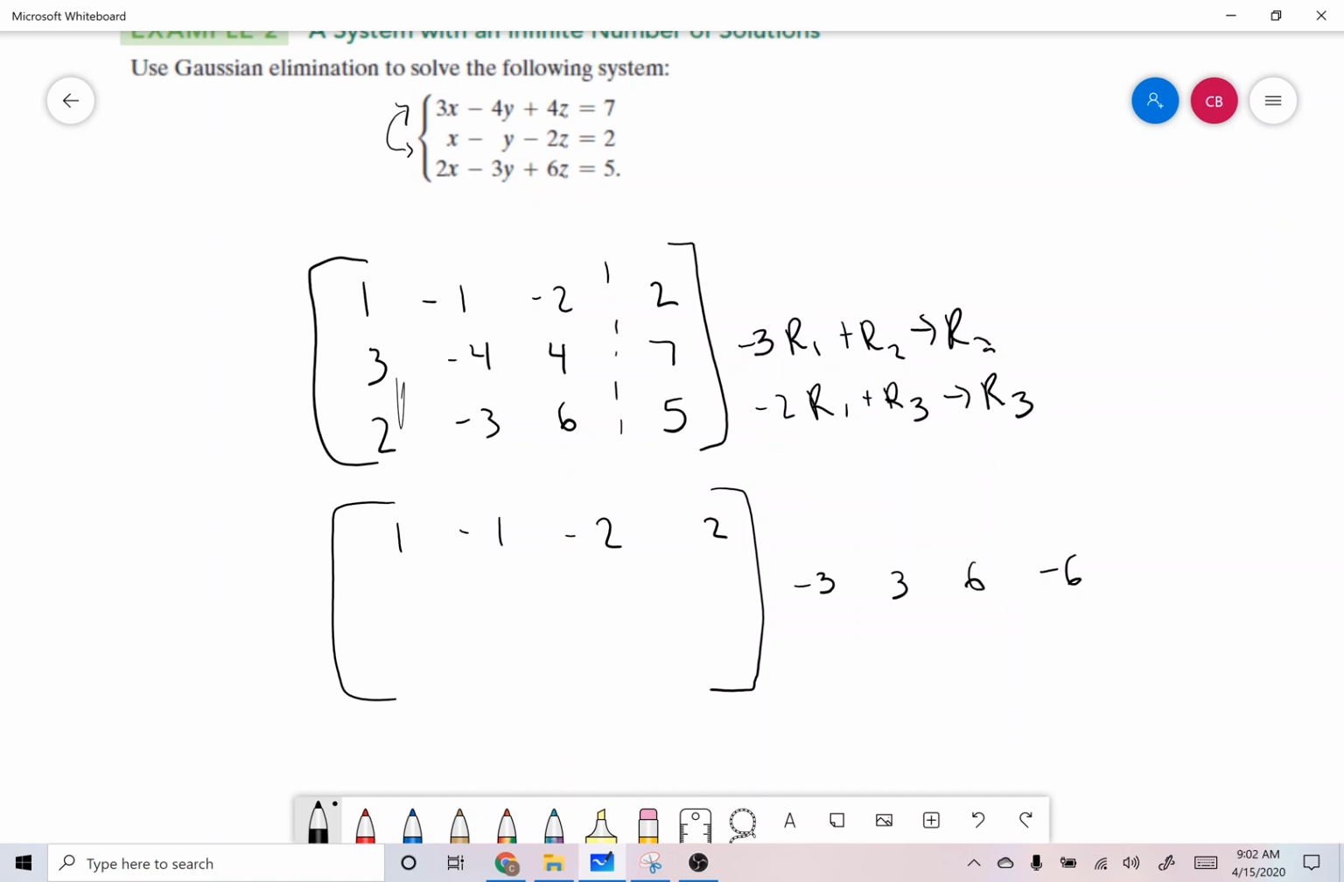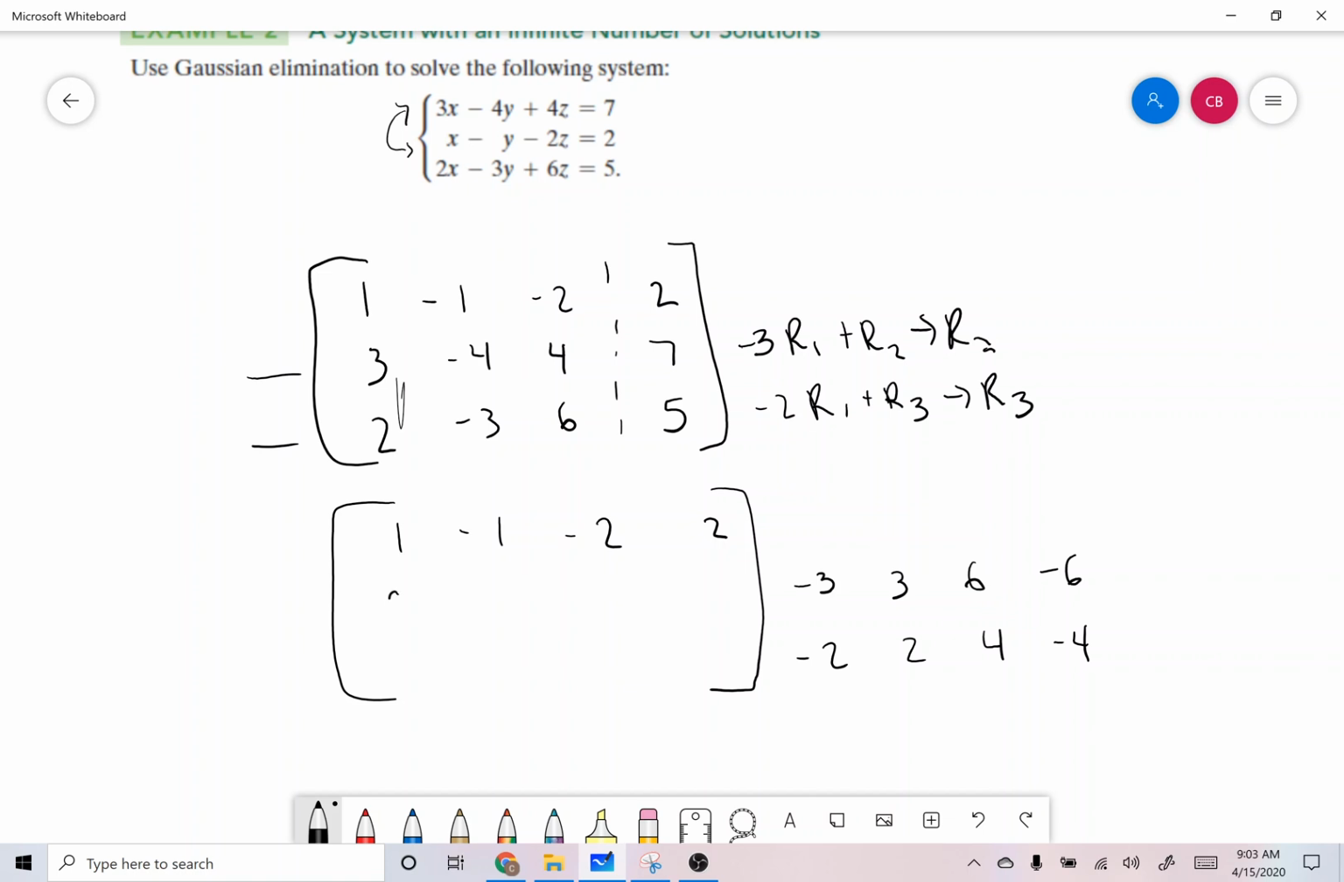And then the next one, we're doing -2 times row 1 again. So -2 times row 1 is -2, -2 times -1 is 2, -2 times -2 is 4, -2 times 2 is -4. Now we're going to add those respectively to this row and this row.